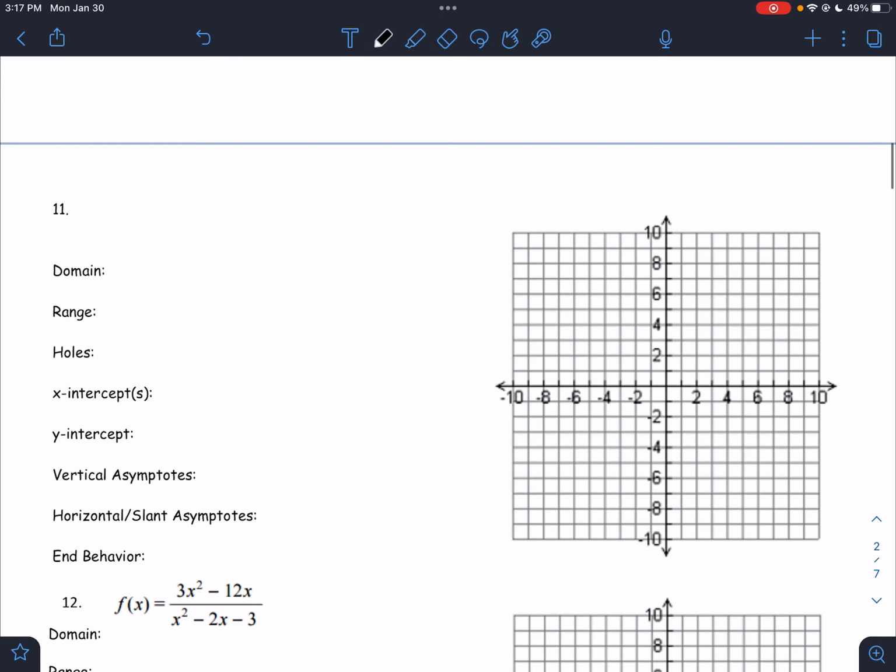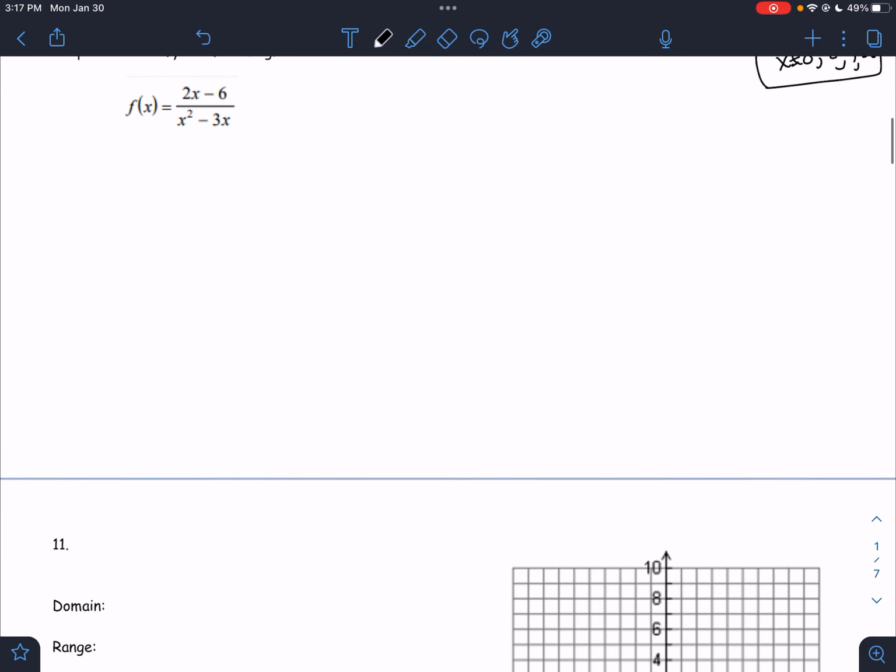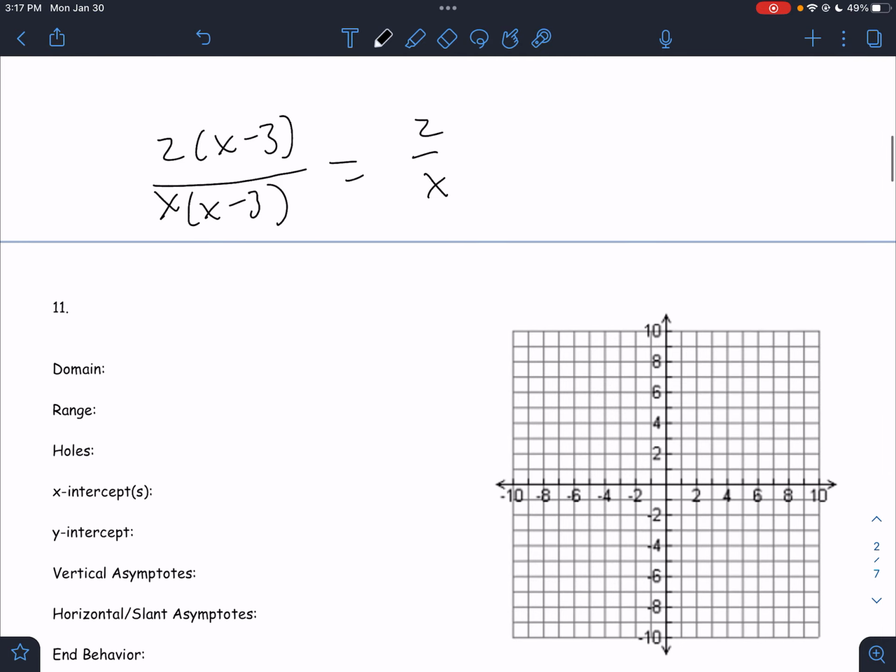Guessing that goes on this graph here. Okay, I'll do my work right here, so it's closer. I'm going to factor out a 2, leaving me with x minus 3. Factor out an x, leaving me with x minus 3. That is going to reduce to just 2 over x.